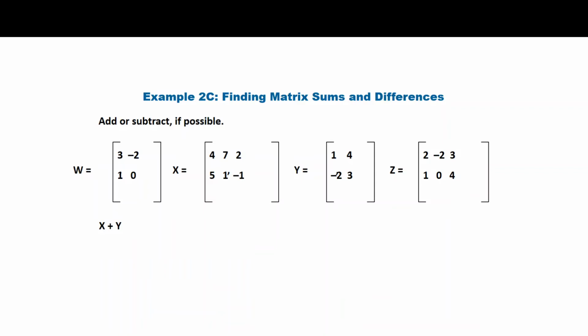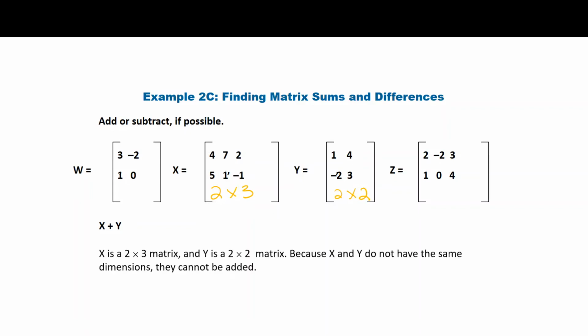All right, this next one says add X plus Y. So the first thing we want to do is check our dimensions. X is 2 rows by 3 columns, and Y is 2 rows by 2 columns. So here, our dimensions are not exactly the same. They can't be added, so you get to just skip that one.